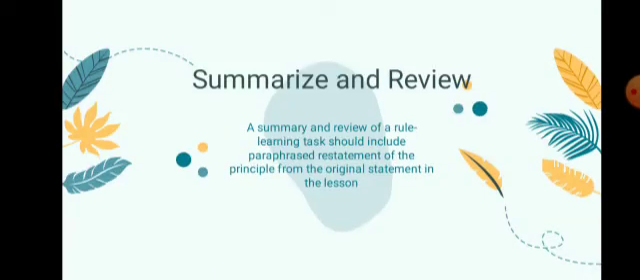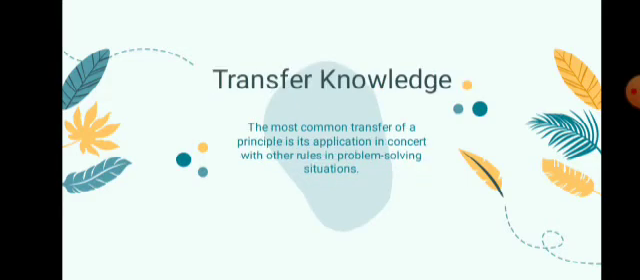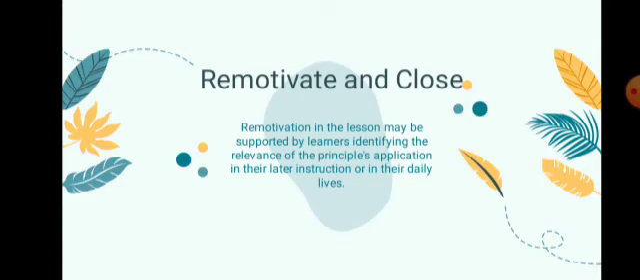Then summarize and review. A summary and review of a rule learning task should include a paraphrased restatement of the principle from the original statement in the lesson. And then transfer knowledge. The most common transfer of a principle is its application in concert with other rules in problem solving situations. And then remotivate and close.